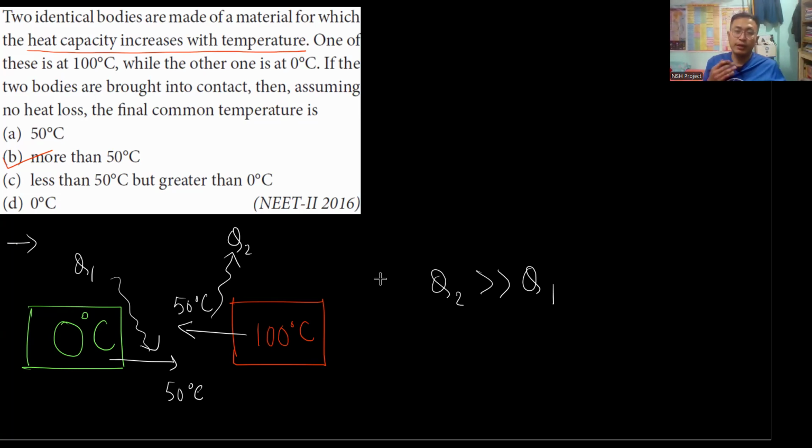For the same rise in temperature, for example from 0 to 1 degree Celsius, 1 to 2 degrees, 2 to 3 degrees, 3 to 4 degrees, the heat required would be the same if the heat capacity were constant. But since the heat capacity increases, the heat required from 99 to 100 degrees Celsius is more than from 0 to 1 degree Celsius.